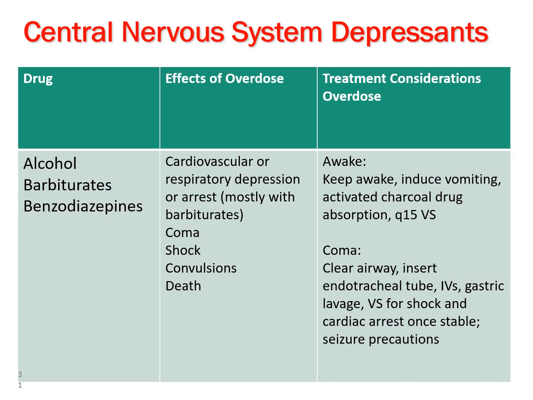All right, our central nervous system depressants, which are the ones we were just talking about, alcohol, barbiturates, and benzos. The effect of overdose is cardiovascular or respiratory depression or arrest. Those are the ones that kill you. So when people overdose on their sleeping pills that are barbiturates, that's very deadly. So cause of death is respiratory or cardiovascular arrest.